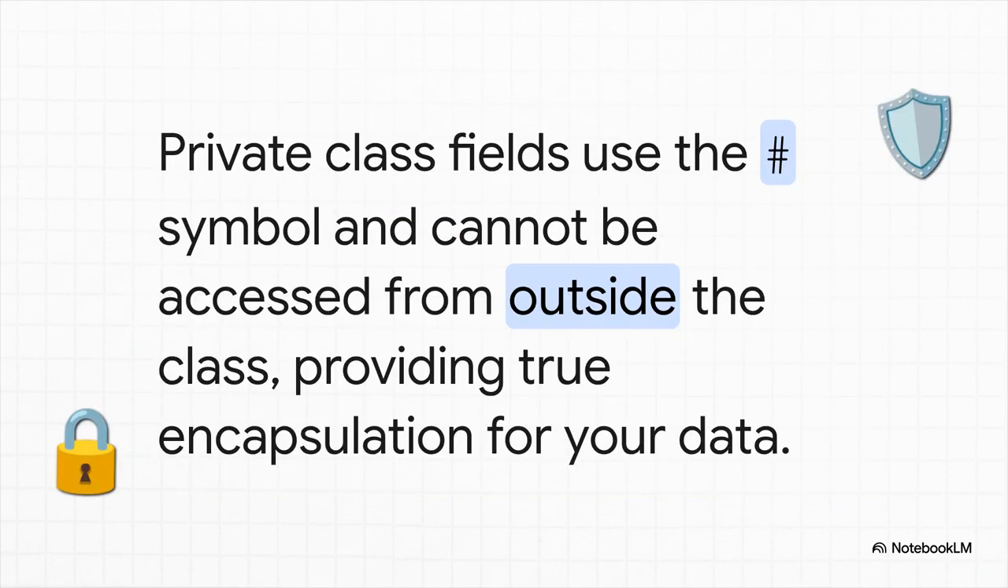All right, now for something really, really powerful in modern JavaScript: true privacy. You know, for years, developers would just use a little underscore in front of a property name as kind of a hint, like, hey, please don't touch this. But now, with this hash symbol, or #, we can create fields that are actually private. No more hints. This is a locked door.